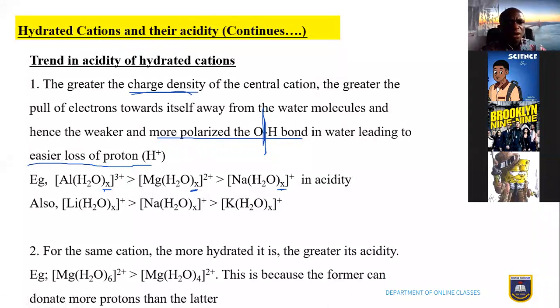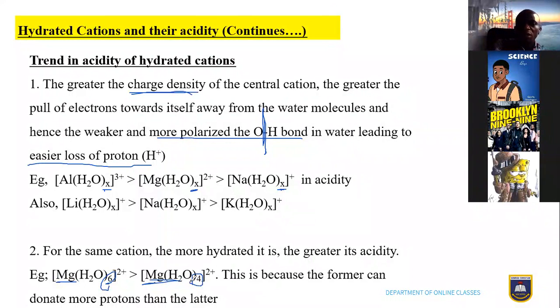Now, the second criteria: if the cations are the same, the more hydrated it is, the greater its acidity. This is because the former can donate more protons than the latter. Okay, so if you are given hydrated cations and they are the same, look at it, magnesium, magnesium. So they have the same charge, +2, +2. But what will make the difference will be moles of water. The moles of water for the first magnesium is 6, and the moles of water for the second magnesium is 4. They are all hydrated cations.